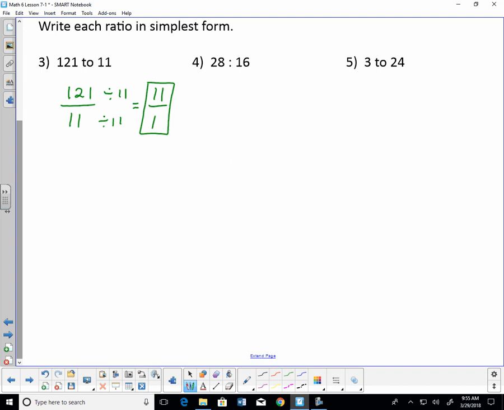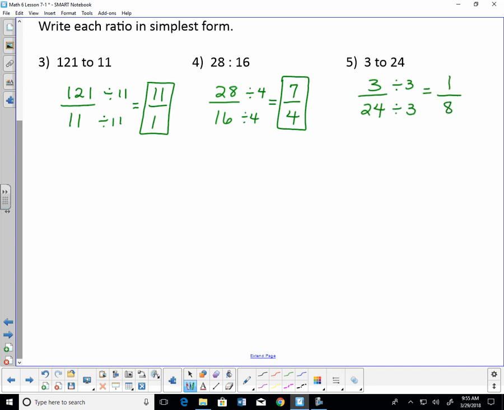28 to 16, I'm looking at this going 28 over 16. I know that's divisible by 4. So I'm going to take out the greatest common factor of 4. 28 divided by 4 is 7. 16 divided by 4 is 4. So in the lowest terms, this ratio is 7 to 4. 3 to 24. The greatest common factor here is 3. So if I divide 3 by 3, I get 1. If I divide 24 by 3, I get 8. So the lowest ratio form here is 1 to 8.